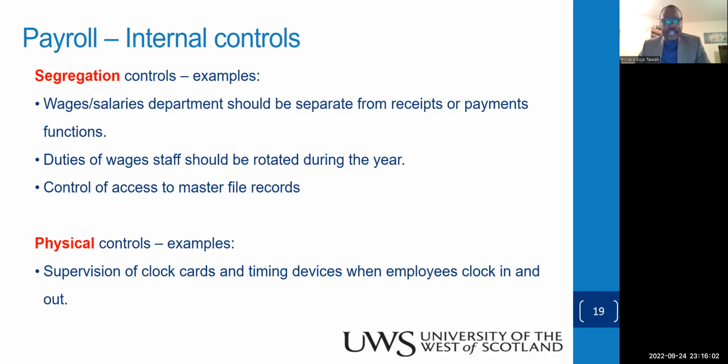Some sample control procedures. Let's look at segregation. The wages and salaries department should be separate from receipts or payment functions. So we don't give the same functions to one person. We should have a payroll accountant different from the receipts and payment functions. It should be quite separate, else we'll end up inducing somebody to commit fraud.